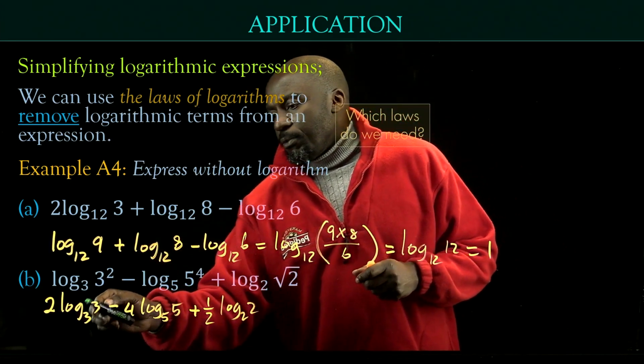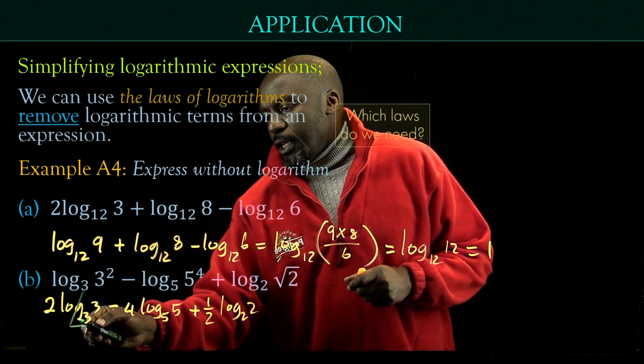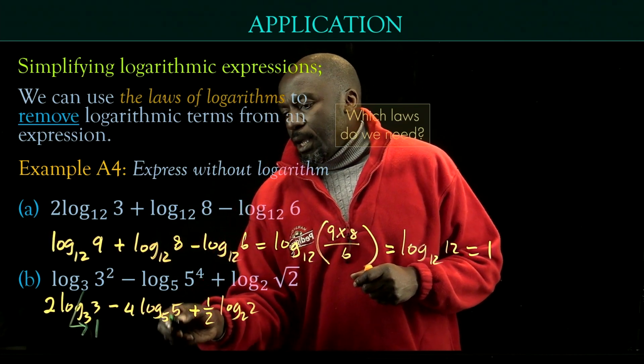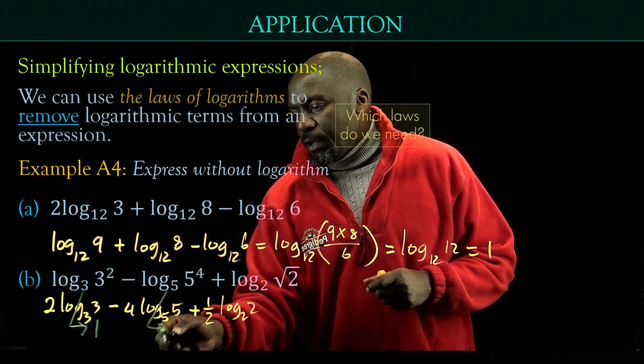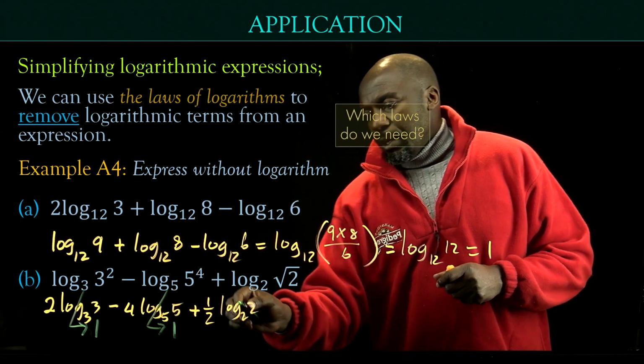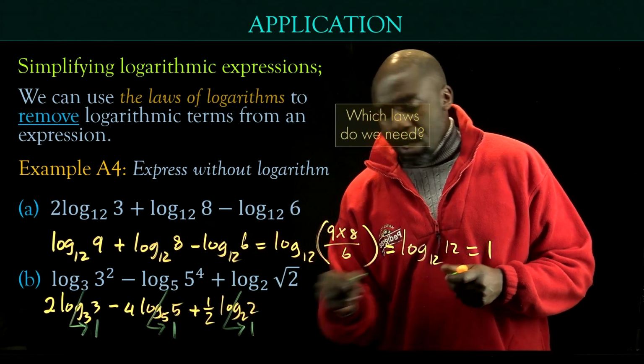And now clearly log to base 3 of 3, this bit here, is 1. And log to base 5 of 5 is 1, right? And log to base 2 of 2 is also 1.